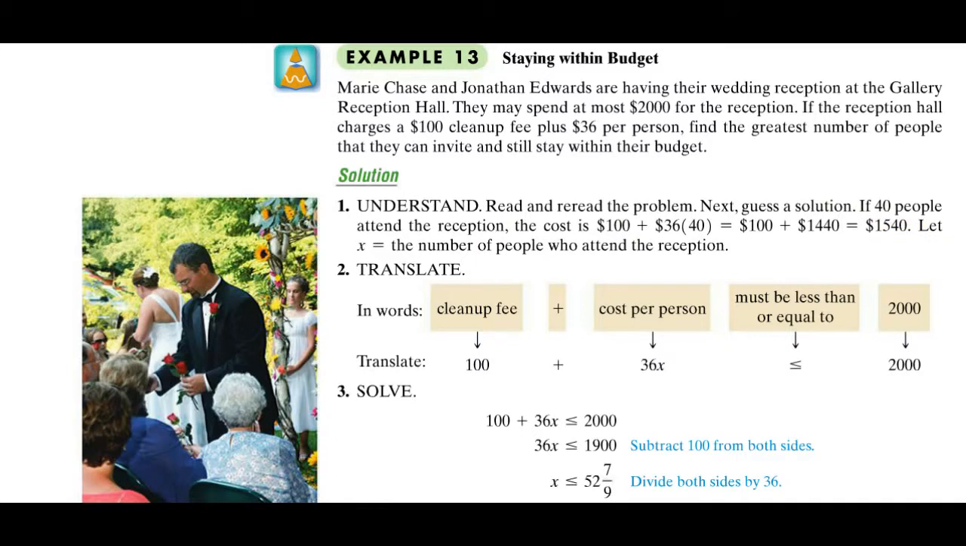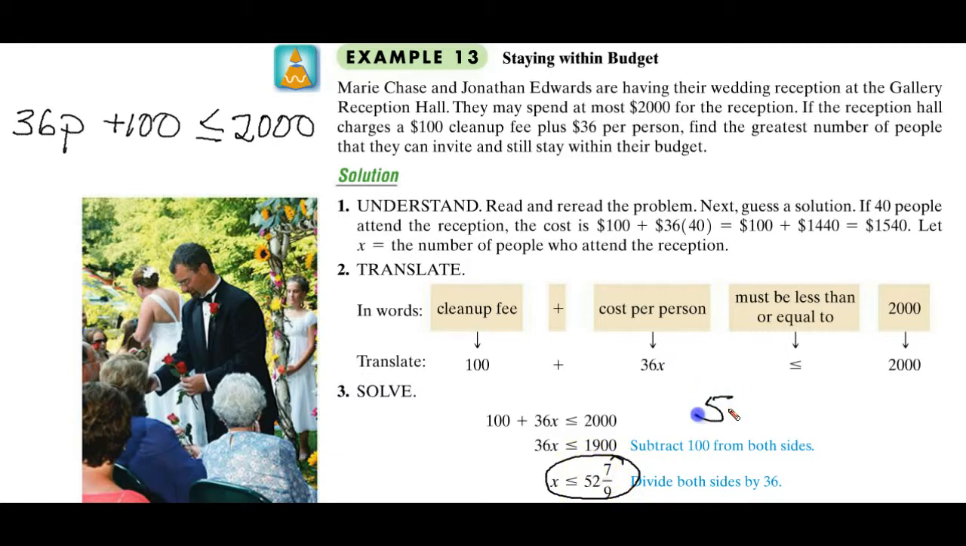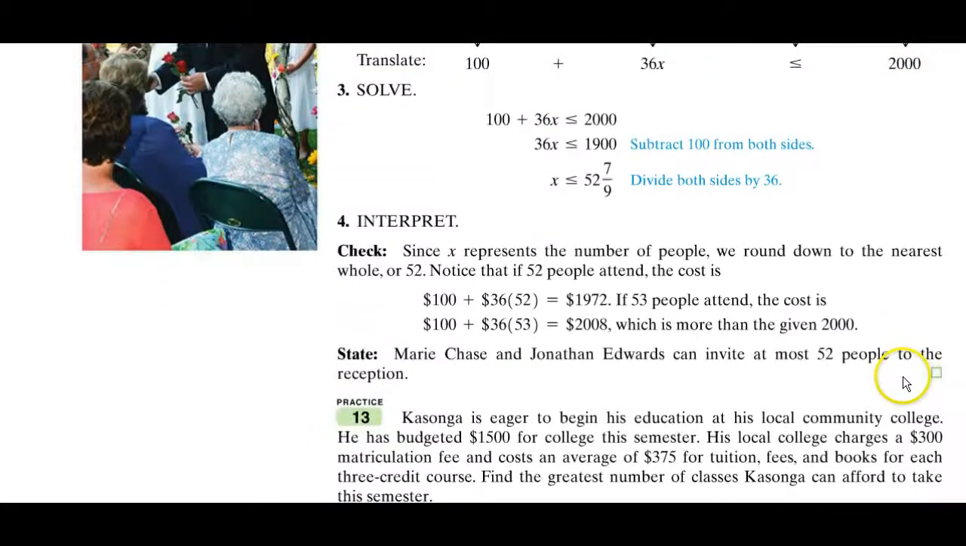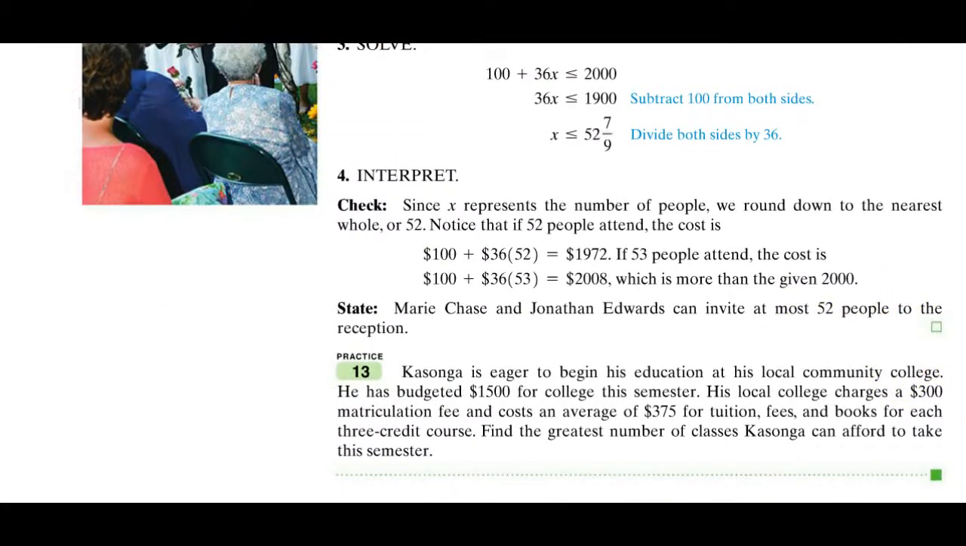All right. This is a very typical one here. So, 2,000, and that has to be less than or equal to 2,000. They have a $100 cleanup fee, and they have $36 per person. So there is your inequality. So as we look at it, how many people can they invite? Well, you can't invite 7/9 of a person. So it will be 52 people. So not too big a wedding, but not too bad either. And we wish them good luck. 52 people. Yep.